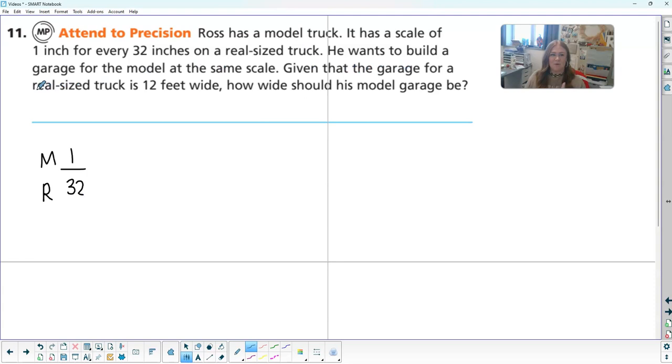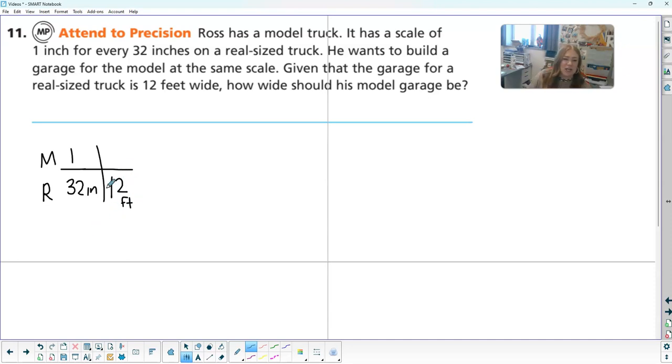Given that the garage for the real truck is 12 feet wide. So we're going to put that here, right? The real truck is 12 feet wide. How wide should his model garage be? Oh, and these were inches. These are feet. This is kind of a tricky problem here. Okay, we can do it. We can think through this.